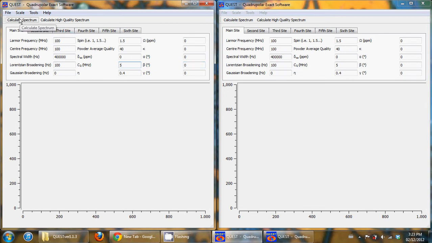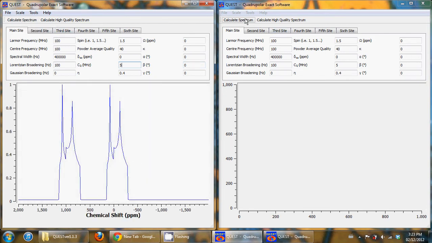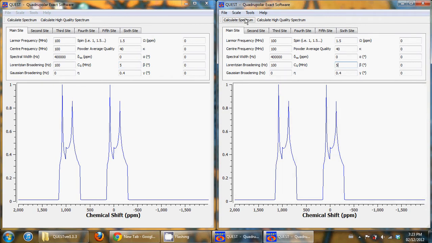So firstly, there was a small bug which we fixed. Just to show what this bug actually did, here I have two identical spectra, on Quest version 1.1.2 on the left and 1.1.3 on the right. And so you have two sites of equal intensity.